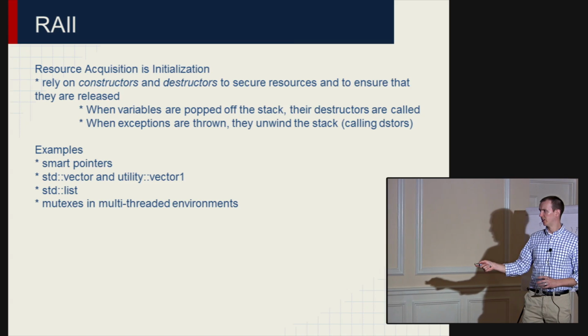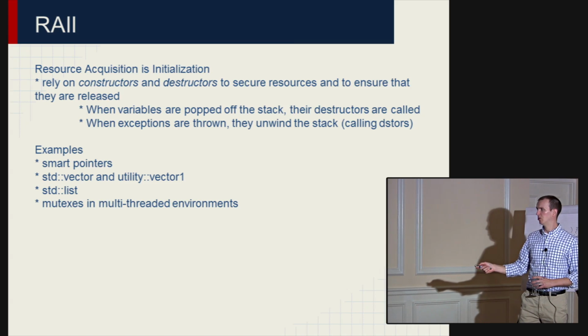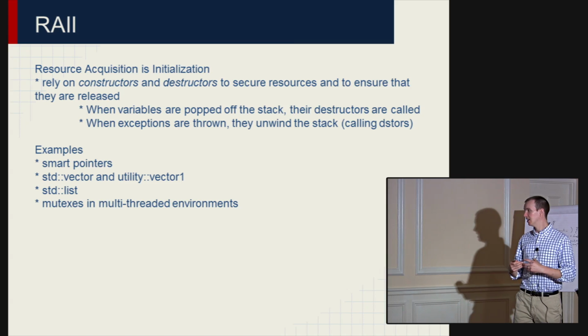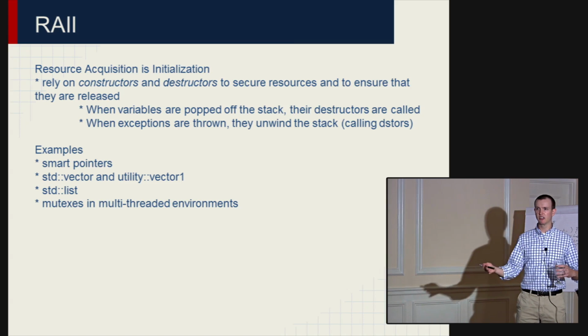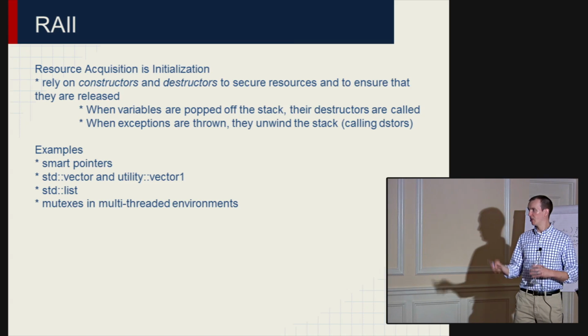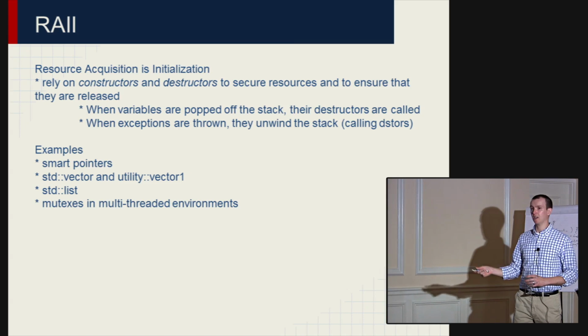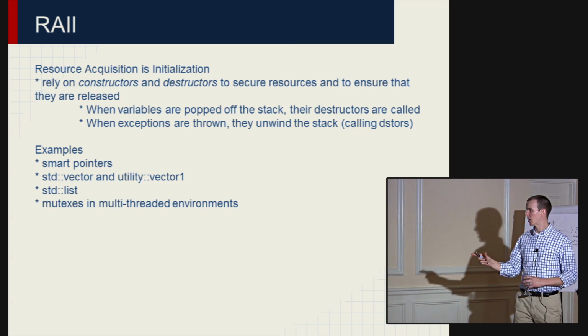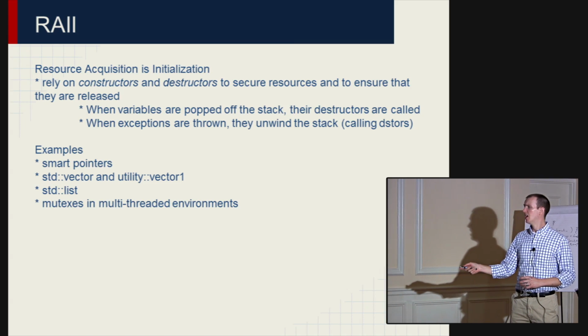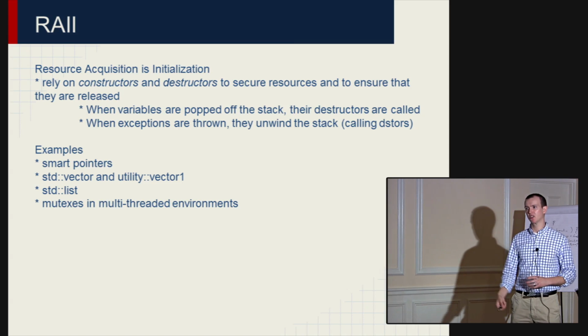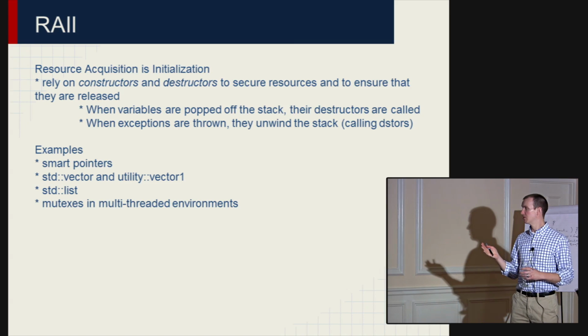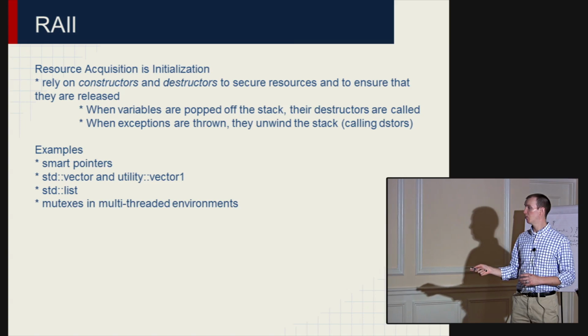Utility vector 1, which is basically a standard vector, also has this common property: when you allocate a vector 1 and you have 1,000 things in it, whenever that variable goes out of scope and gets popped off the stack, its destructor gets called and you return that valuable resource, that section of memory. Standard list does this, and often in multi-threaded environments, there are classes that you'll write to wrap mutexes. So you obtain the mutex when the class goes in scope, and whatever causes that class to go out of scope, whatever causes it to be popped off the stack, will release that mutex.